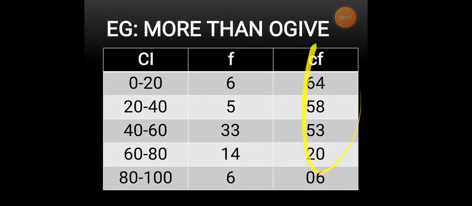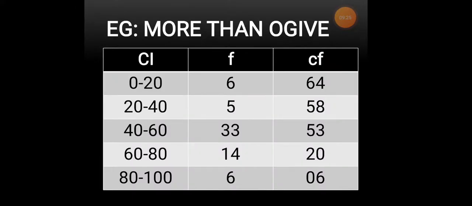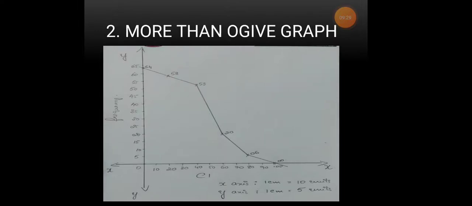So based upon the cumulative frequency, we will be drawing a graph. What did we take into consideration? We took into consideration the lower limit. So where is 0? 0 is here. Accordingly you will be writing the x-axis and the y-axis. This is the first and foremost thing you need to write for each and everything. In the x-axis, for each centimeter I have taken 10 values, and for the y-axis, for each centimeter I have taken 5 values. This is important, which you need to write for each and every graph.